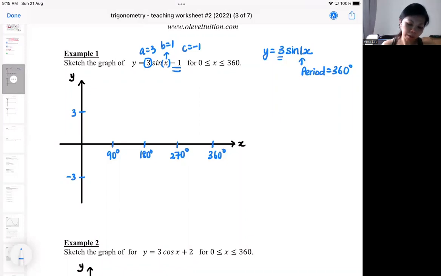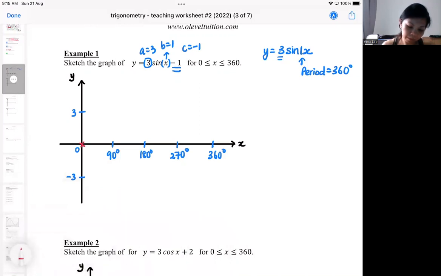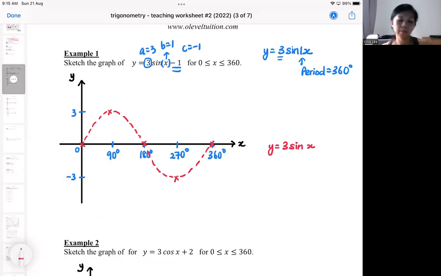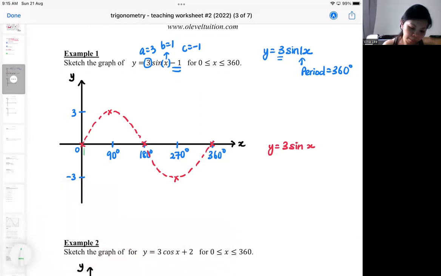So, and where are the special values? So the special values are here. This is a sine graph. Okay, so actually this is my dotted line because this is not going to be my final graph. So this graph, the dotted one, is actually y equal to 3 sine x. I have yet to shift down. So the effect of shifting down must be very obvious.